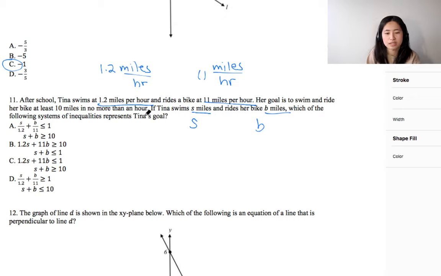because they're saying it's in no more than an hour, right? And then on the other hand, because they're telling you that her goal is to swim and ride her bike at least 10 miles, you need to have this equal sign because you need to at least hit that 10, and you can go beyond 10. Does that make sense? So that's why it's greater than or equal to 10. And also, the reason why you have less than or equal to 1 right here is because when they're defining in no more than an hour, you cannot go past 1 hour, but you can actually hit 1 hour exactly. So that's why it should be A.